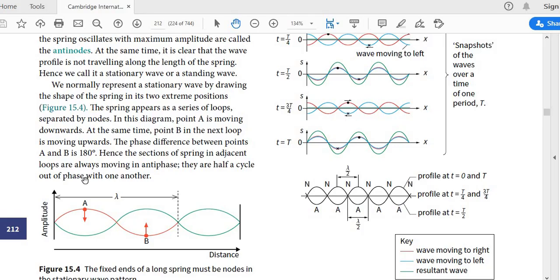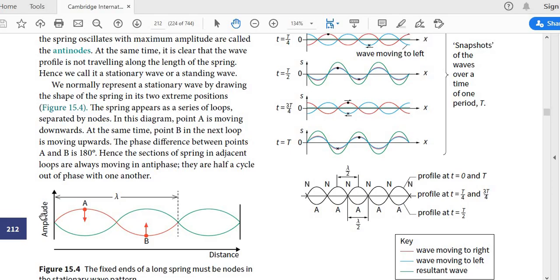Don't confuse this with the phase difference or path difference with progressive waves. For progressive waves, it is different compared to stationary waves. This is a common mistake that students make. Hence, the sections of spring in adjacent loops are always moving in antiphase. They are half a cycle out of phase with one another.